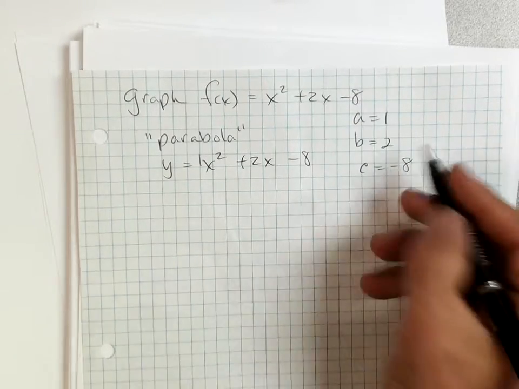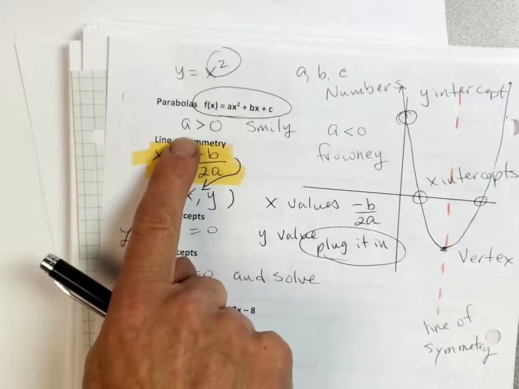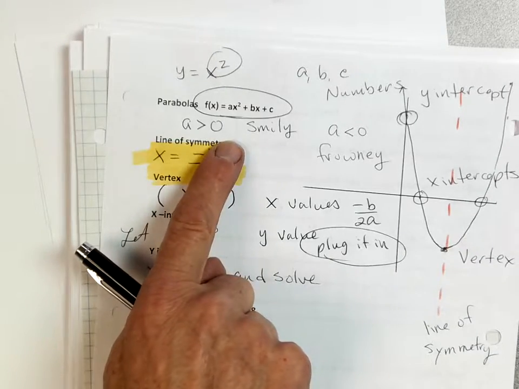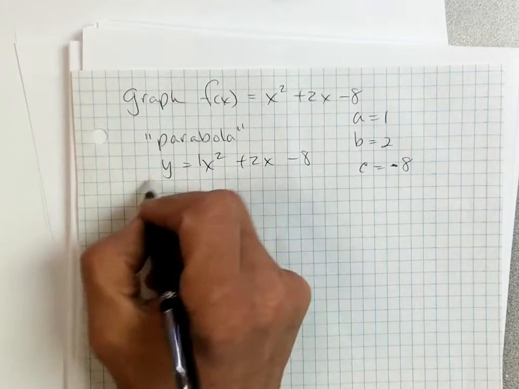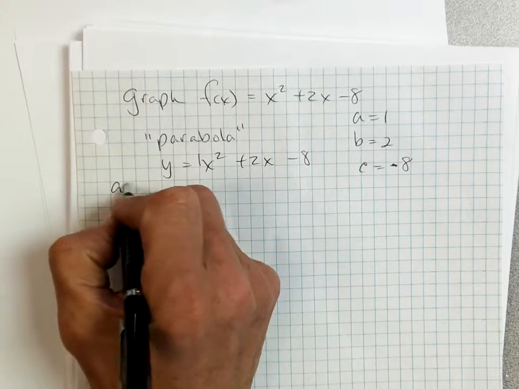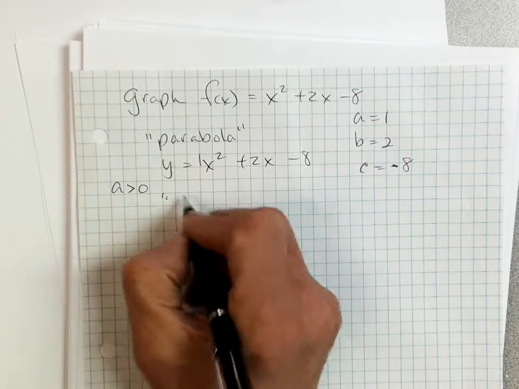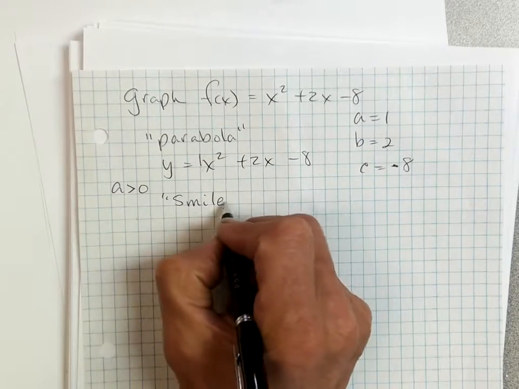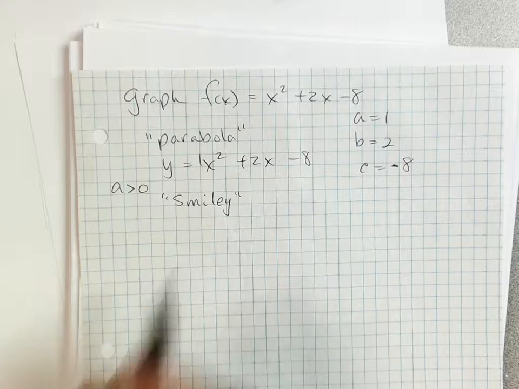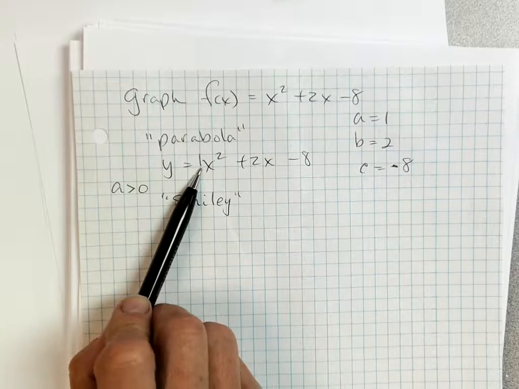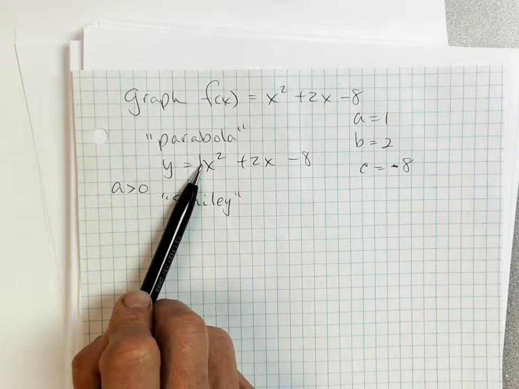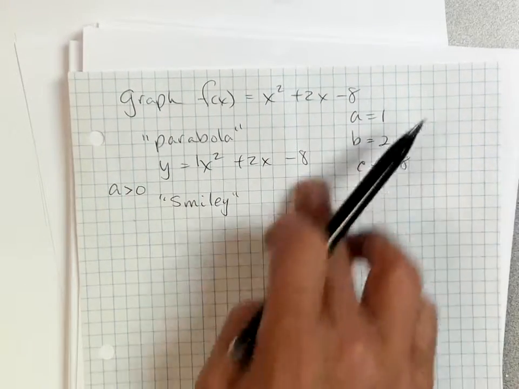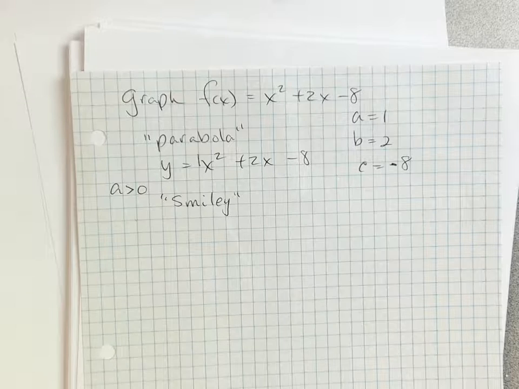Now, what we want to do is, if we follow our notes, we know that A is greater than 0, so we know it's going to be a smiley face, right? So on this parabola, A is greater than 0. A is a positive 1, right? So if the value of A is positive, then it opens up, which means it's a smiley face, okay?